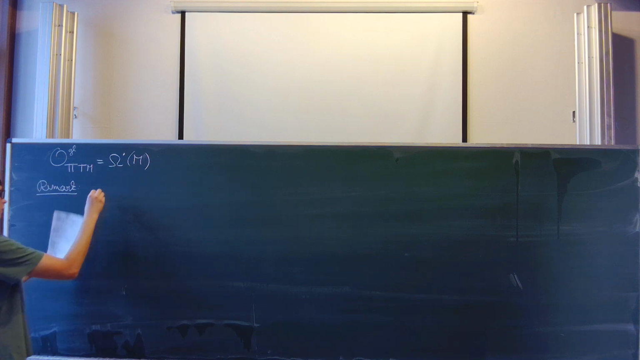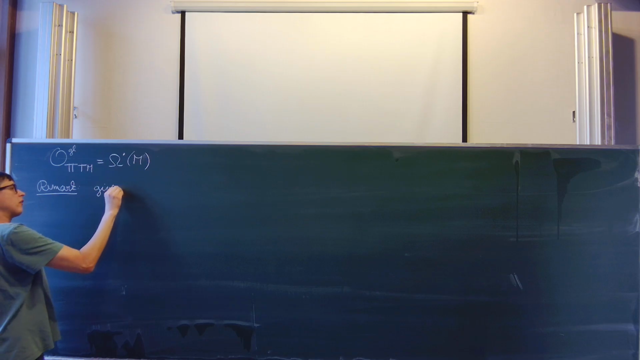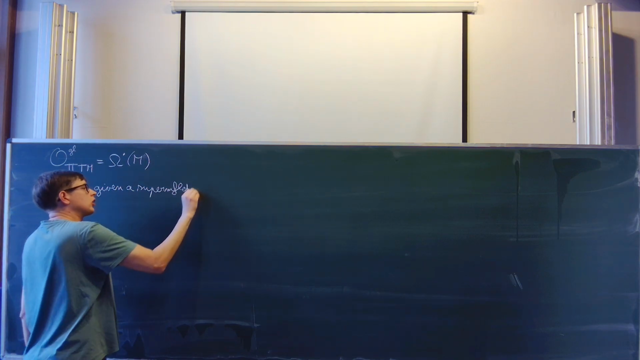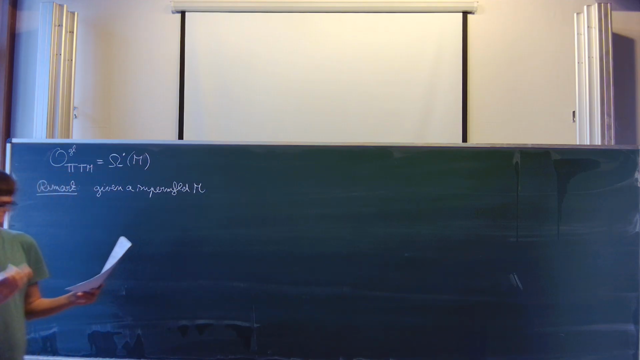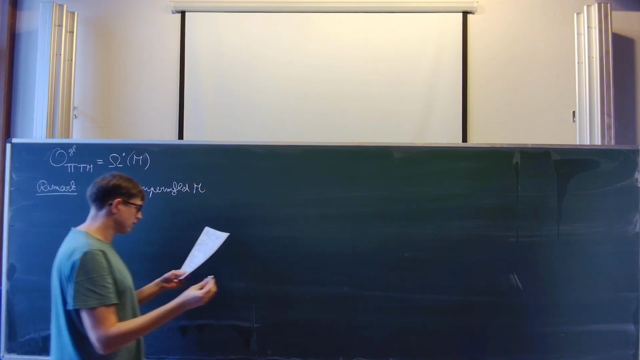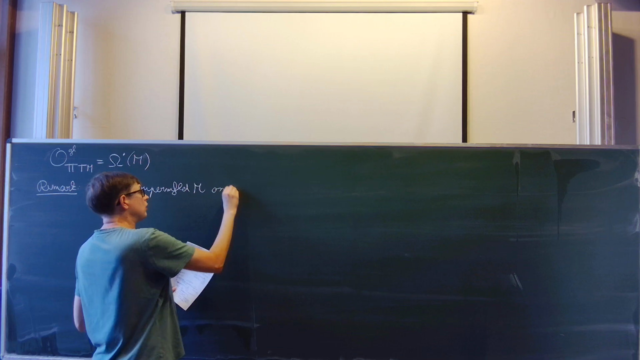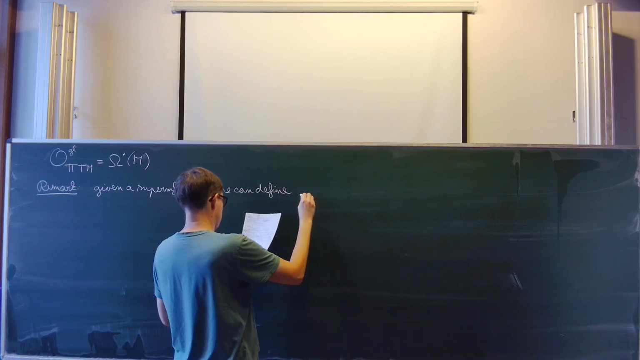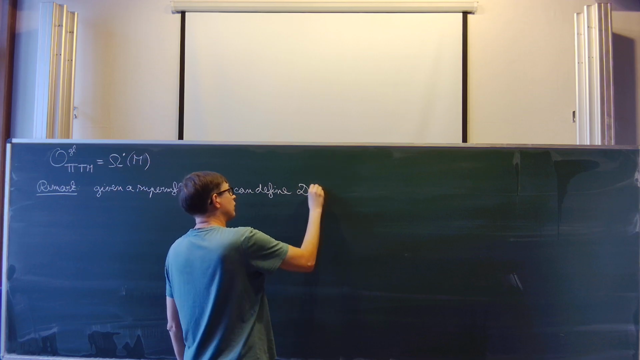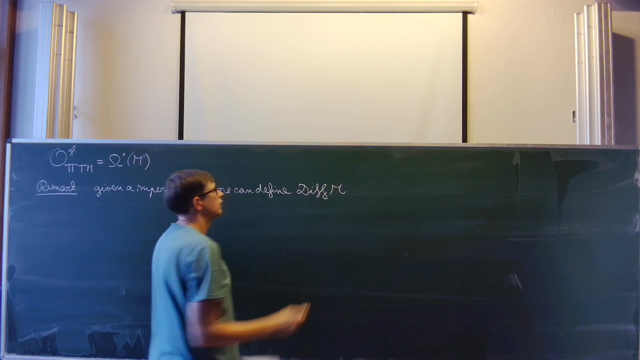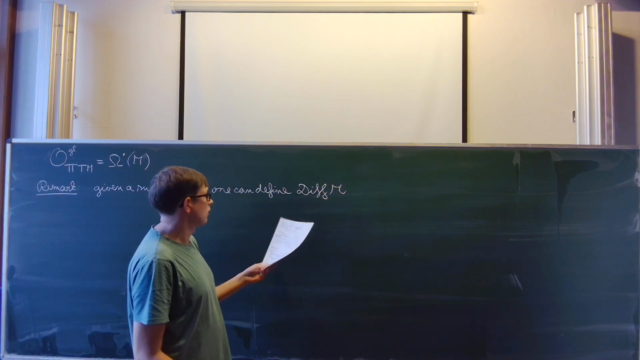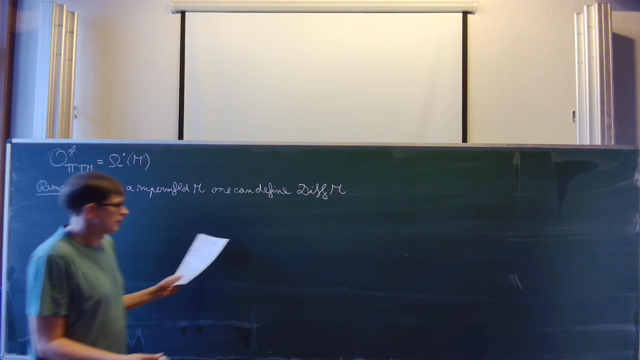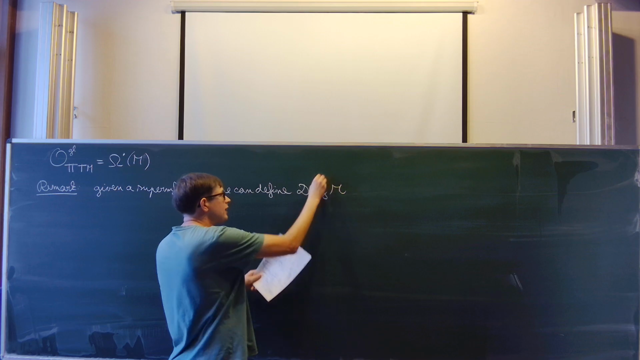I will just let you know that if you are given a supermanifold M, you can study maps from that supermanifold to itself. You can ask them to be invertible. So one can define Diff(M), which is maps from M to M, invertible in a suitable sense. And this is a group.